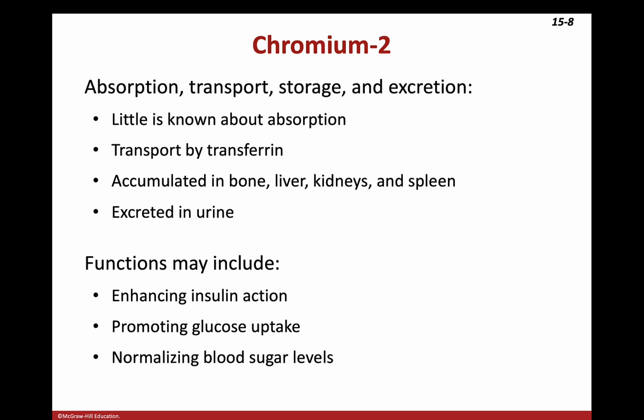Little is known about how chromium is actually absorbed. It is transported by the protein transferrin. You can find it accumulated in bone, liver, kidneys, and the spleen. And the way in which chromium is excreted is via urine. The functions of chromium include enhancing the action of insulin, promoting the uptake of glucose, and also the normalization of blood glucose levels.